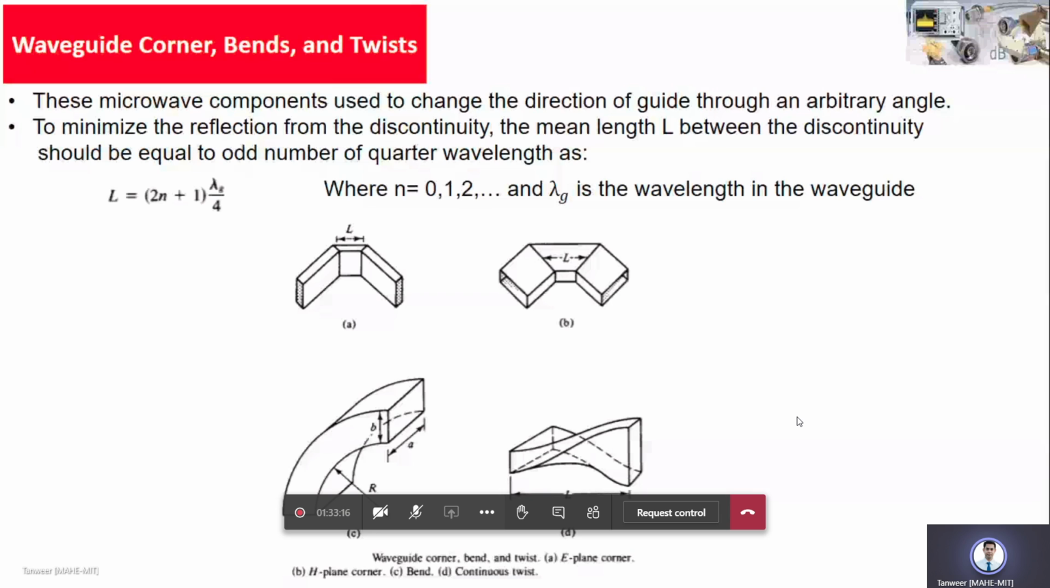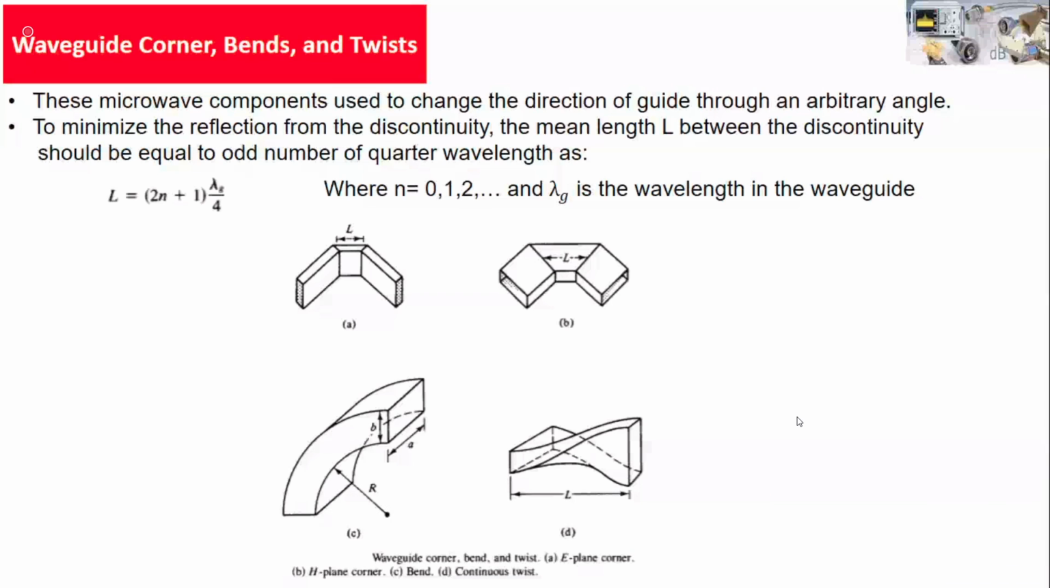Waveguide corner bends and twist. As I told you a few minutes back, corners means if you want your microwave signal to feed particular devices at a certain angle, you use a corner. If you want to bend it at a particular angle, you use a bend. If you twist it, you use a twist. So these microwave components are used to change the direction of a guide.